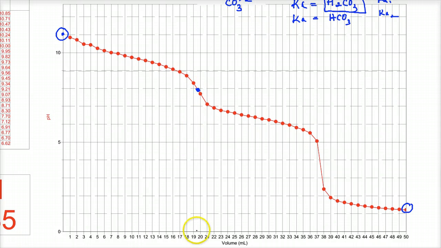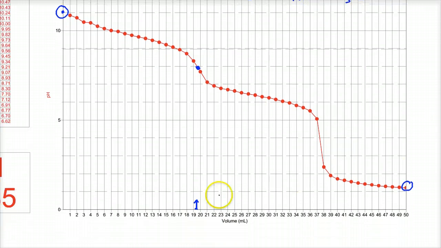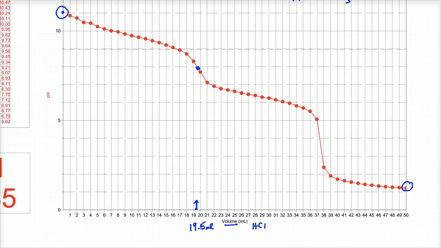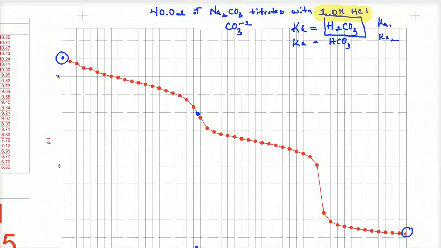So I'm between 19 and 20. I'm going to make my equivalence point 19 and a half. It's a guesstimation. So 19.5 milliliters of the acid that was dropped. This bottom line is the volume of hydrochloric acid that was dropped from the burette. So I needed 19.5 milliliters to neutralize the first part of this titration.